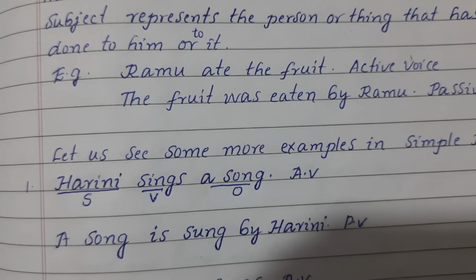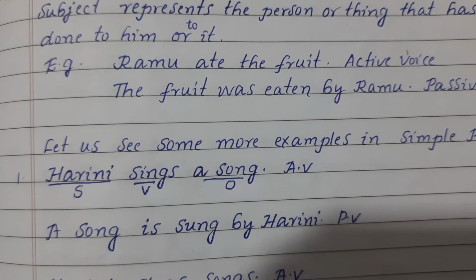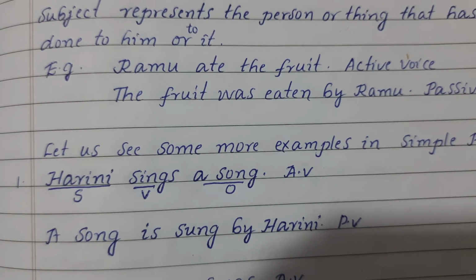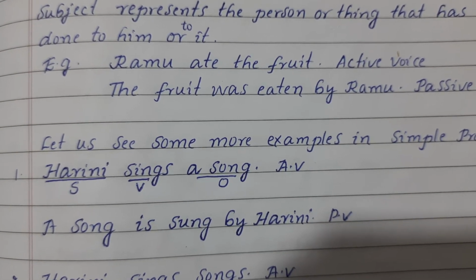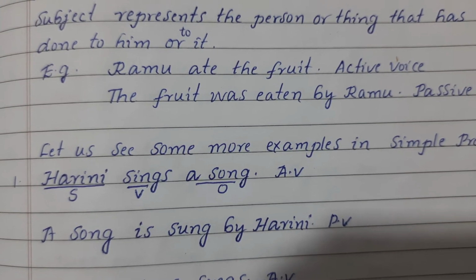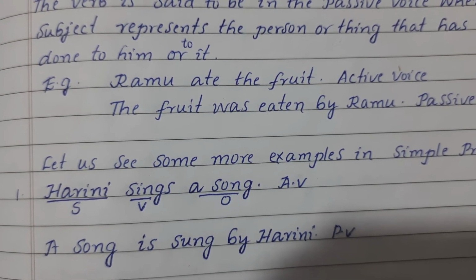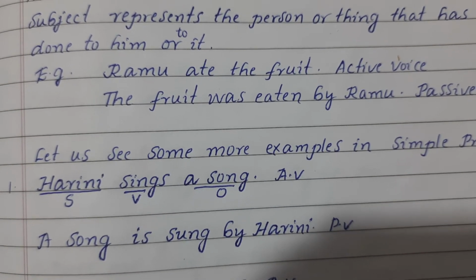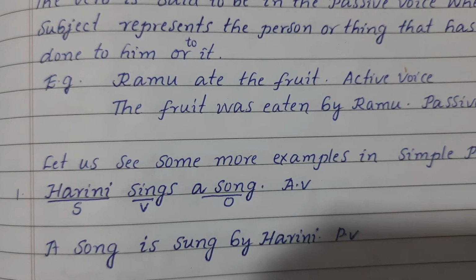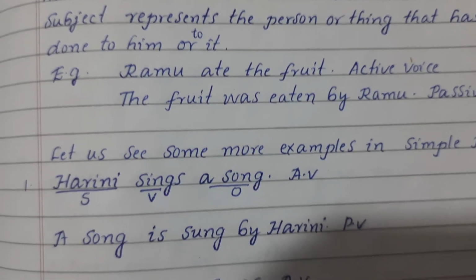So, a song is. After that, we need to write the third form of the verb. Let us see the three forms of the verb sing. Sing, sang, sung. Sung is V3. After the be form, we need to write V3. A song is sung by whom? By Harini. This is passive voice. Harini sings a song. A song is sung by Harini.